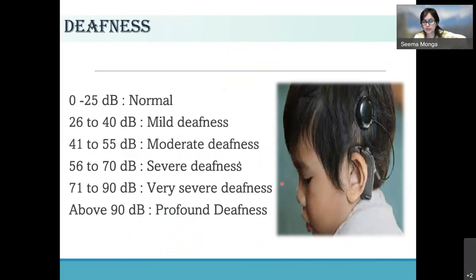We are saying 0 to 25 decibel normal. We are saying 26 to 40 decibel mild. What is this 26 to 40? Bone conduction, air conduction, or the AB gap? So this is actually the air conduction average threshold, right? This is how we say mild, moderate, severe. We obtain three frequencies and we take out the average. And this is how we calculate the deafness. This is the air conduction threshold.